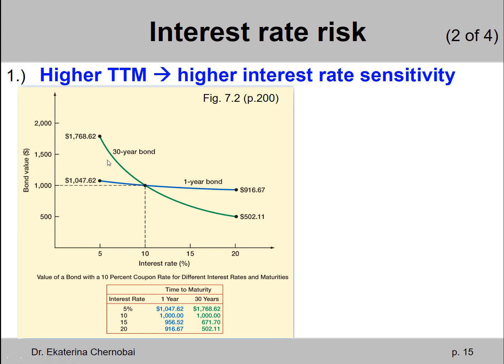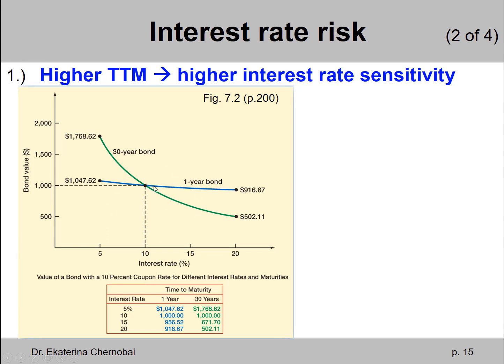Now, why are there two lines? Why not one? Because we are comparing two bonds. The green line is a downward sloping line for a bond that has 30 years left to maturity. It's a 30-year bond. The blue line, which is a lot less steep, is for a different bond, which has only 1 year left to maturity. So it's a very long-term bond and a very short-term bond.